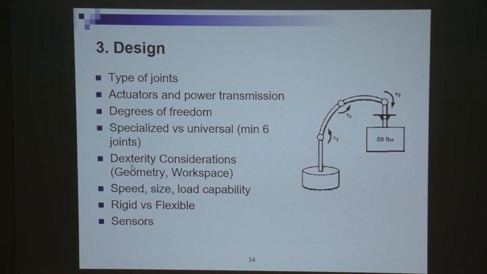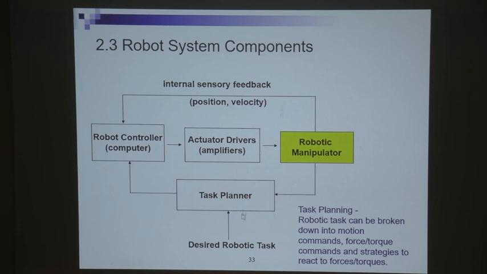And then you have the texterity consideration. Texterity over here refers to how well the manipulator can be used to accomplish a task. In that case, you have to consider the geometry as well as the workspace. Then you have to consider the speed, size, and load capacity of the robot. You also need to think about how rigid or how flexible the robot is going to be, and the type of sensors that you're going to use. These are all aspects you need to consider when you design a robot manipulator.